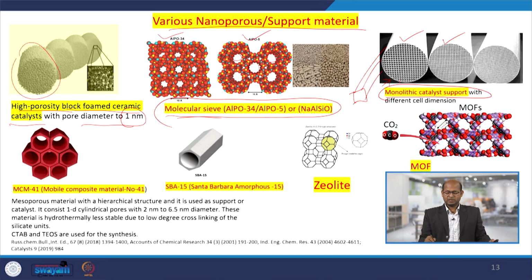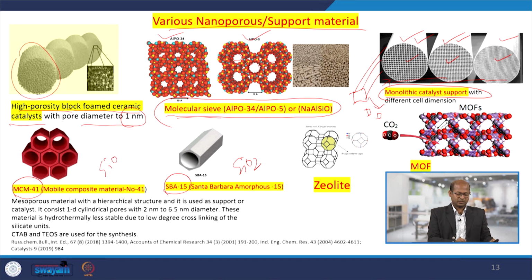Sometimes these materials have different pore dimensions, which you can notice here. MCM-41 and SBA-15 are basically silica, SiO2 supports, but the methods of preparation are different. SBA-15 and these materials also have hexagonal shapes and cylindrical pores. This type of pore structure is available.